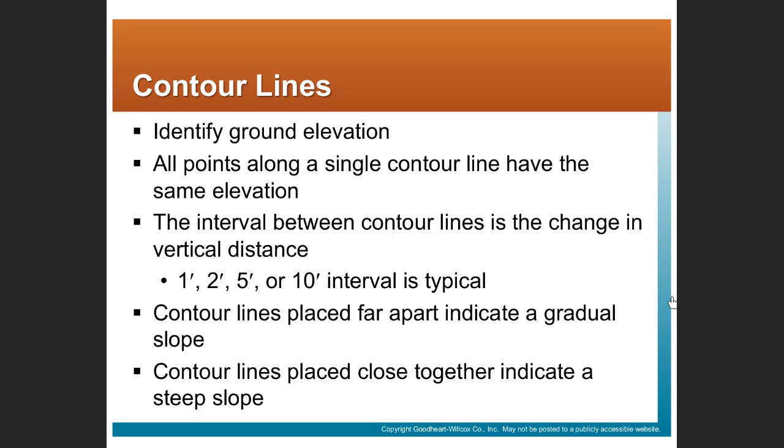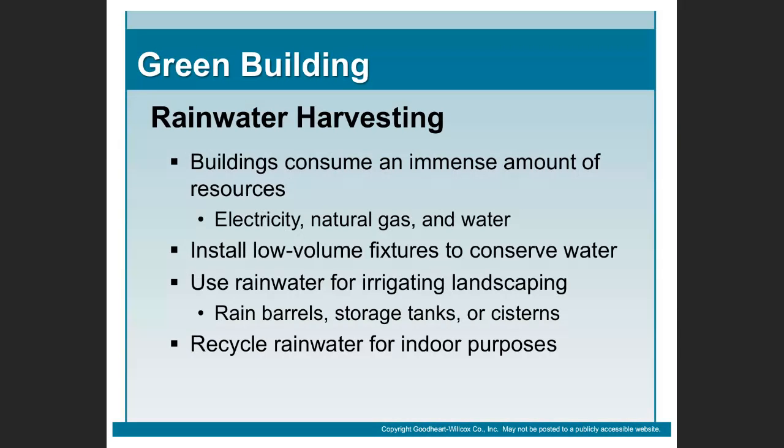And if we see those contour lines far apart, that means it's a flat parcel or something that has a gradual slope. If we see those contour lines close together, it indicates something that is more steeply sloped. And then we can tell from the numbers on the contour line whether we are sloped up or sloped down. Again, we'll come back to this one.